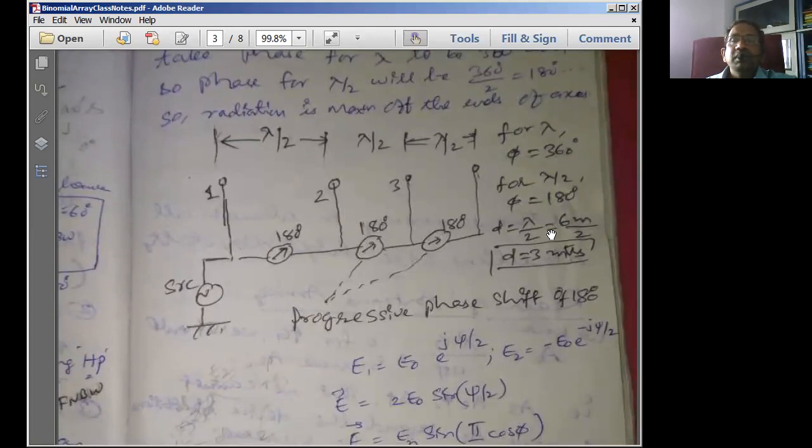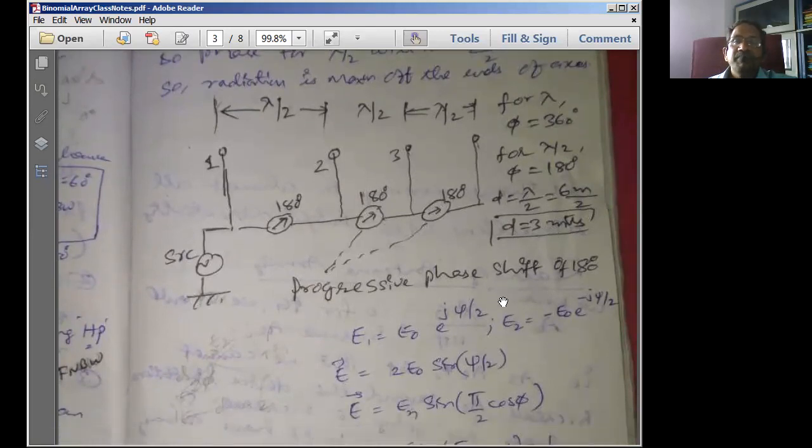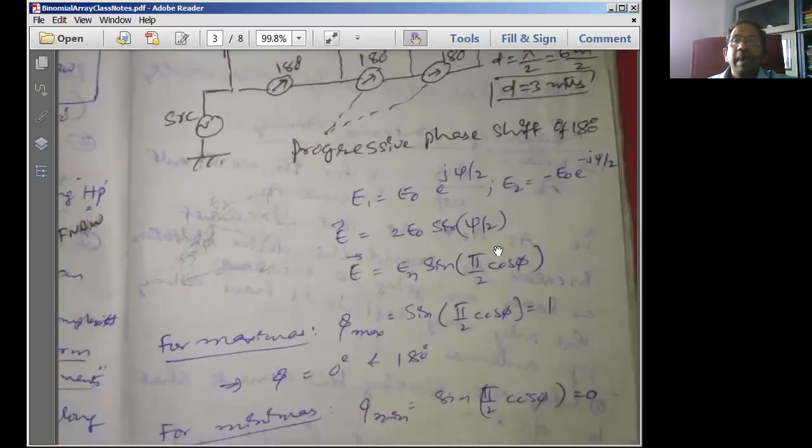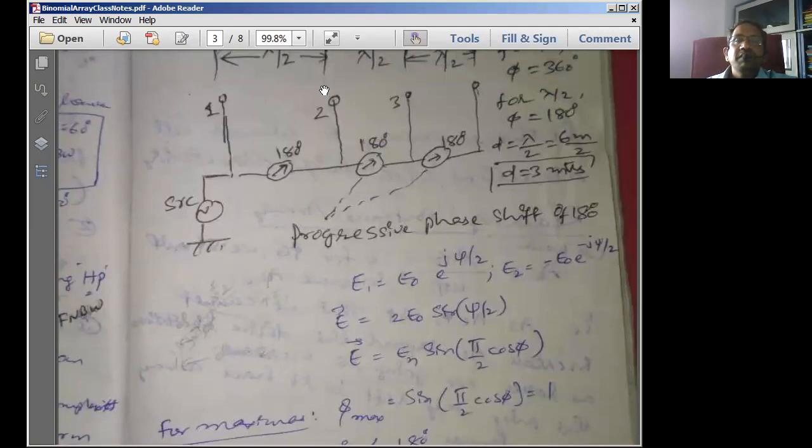Okay. So for this, we write d is equal to lambda by 2. If d is equal to lambda by 2, imagine lambda is 6 meters, then d is equal to 3 meters distance. So progressively it is increasing. That means the first antenna has 0 degrees phase shift, the second antenna comes with 180 degrees phase shift, the third antenna comes with 180 plus 180, 360 degrees. Then the next antenna comes with 360 plus 180 degrees. So like that, progressively the same amount of phase increases for each and every antenna we apply.